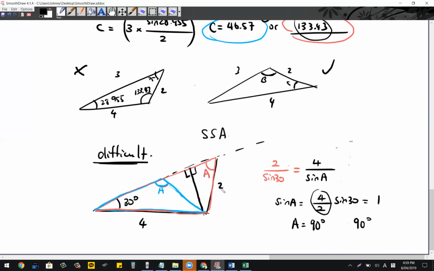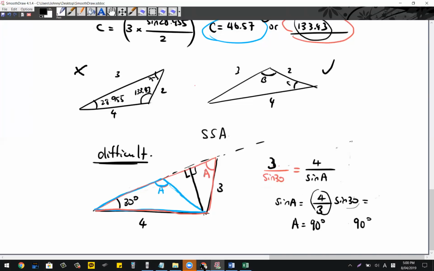But let's say this was like 1. Then what we get is 1 here. 1 over sine 30 is 4 over sine A. Then we get 2 possibilities. You can see that A there, 4 sine 30 over 1. In that case, we get 4 times sine 30 is 2. In that case, this is actually not allowed. Sine is not allowed to be 2. So I should actually make this something else, like 3. Sorry, I have 3 there.